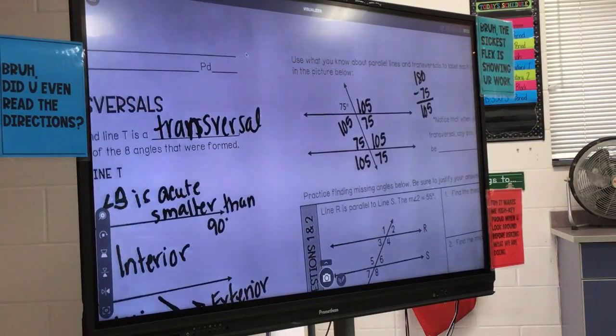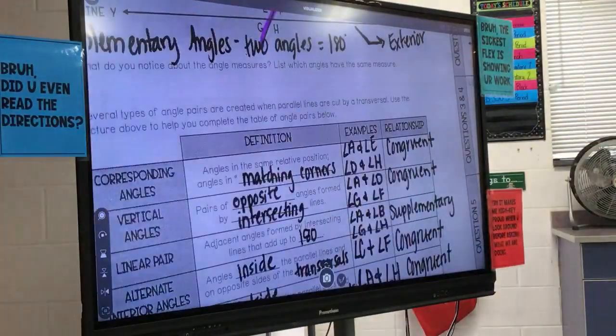So it says, notice that when parallel lines are crossed by a transversal, any pair of angles formed will either be this or this. I'll give you a hint. We wrote it on all of those over here.